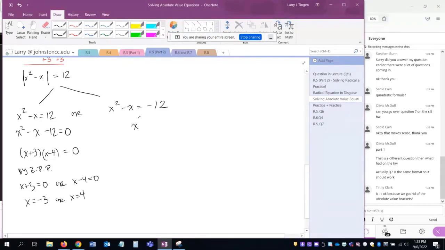What about my other one? X squared minus x plus 12 equals 0. Two numbers that multiply to 12 and add to negative 1.